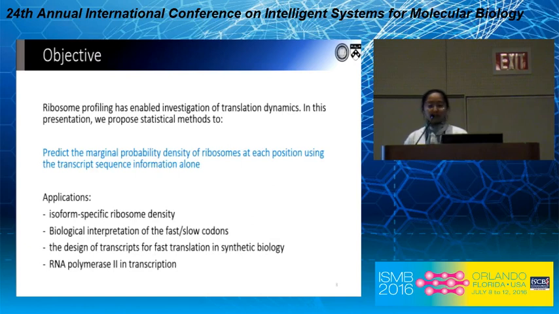Well, what I want to do today is look at these ribosome profile shapes. I wonder if we can use sequence context to predict what the ribosome profile shapes will look like. Why am I interested in this problem? Well, there are many potential applications. For example, isoform-specific ribosome density inference, or some interpretation of the fast and slow codons, and furthermore help us to design, in synthetic biology, a fast translating transcript. And also this methodology may be applied to other types of data like RNA polymerase II during transcription.